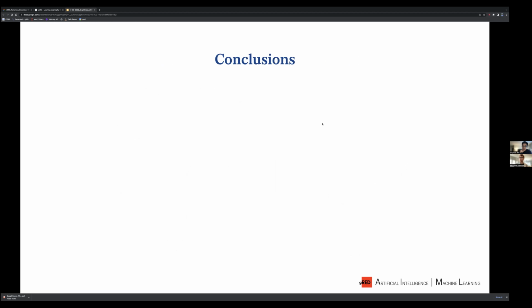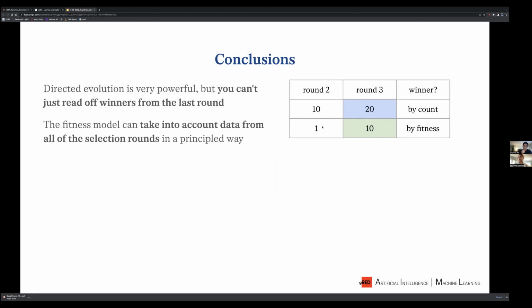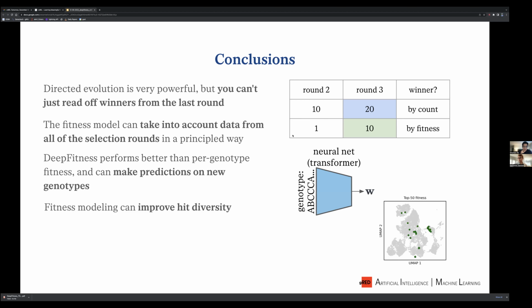So overall, in conclusion, directed evolution is an incredibly powerful type of experiment, but you don't want to just read winners off from the last round. You also want to take into account the data from all of the previous selection rounds. Deep fitness performs better, or at least similar to per genotype fitness, but can also make predictions on new genotypes due to being parameterized by a neural network mapping from genotype to fitness. And then finally, fitness modeling can help improve hit diversity.